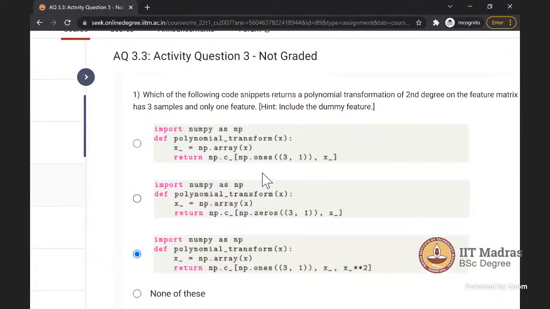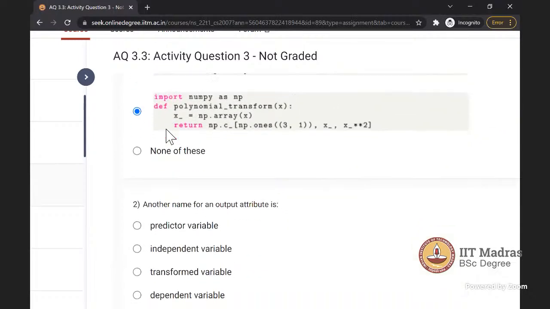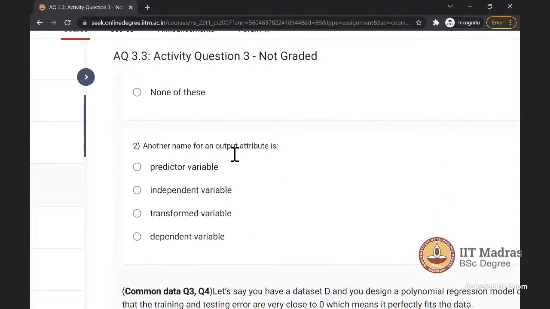Right. What is specifically mentioned is the size of this matrix. It has 3 samples and only 1 feature. Oh, okay. Though it was mentioned as feature matrix, it said only one feature. So it's a special case of a feature matrix where we have only one feature, not more than one. Okay, one feature is fine. Thanks. Okay, let's go to question number 2.